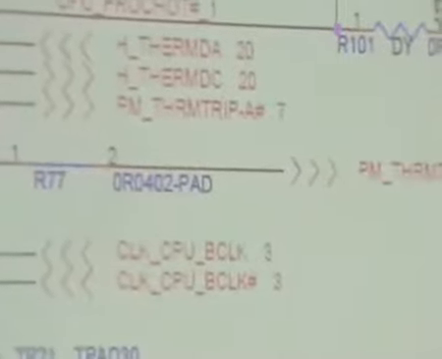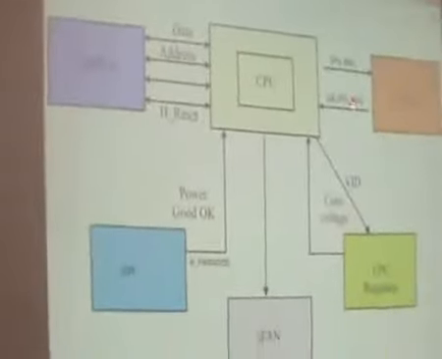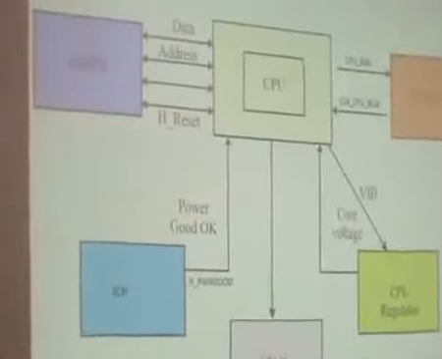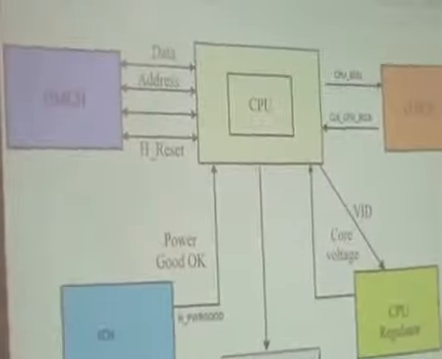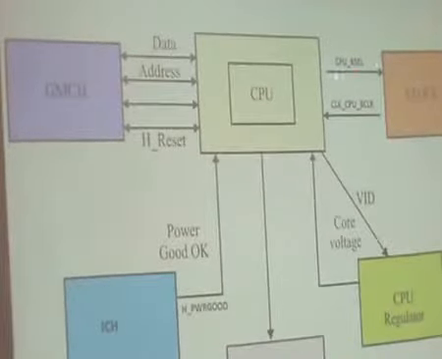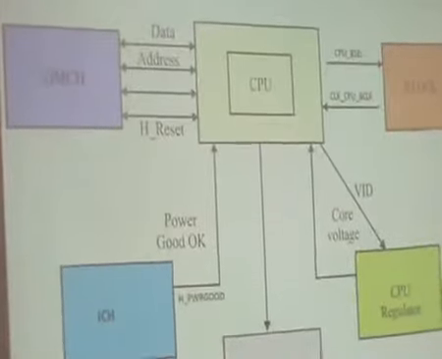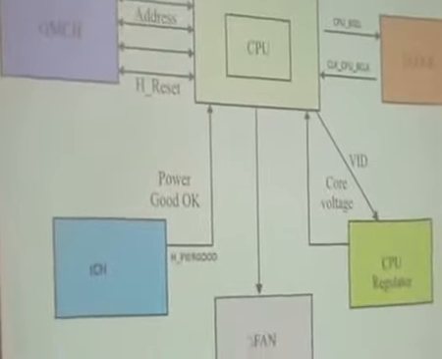Let's go back to our block diagram. This clock generator is issuing a signal CLK underscore CPU BCLK. When you insert any kind of processor, this processor will generate a signal to the clock generator, telling it at what frequency it has to run.